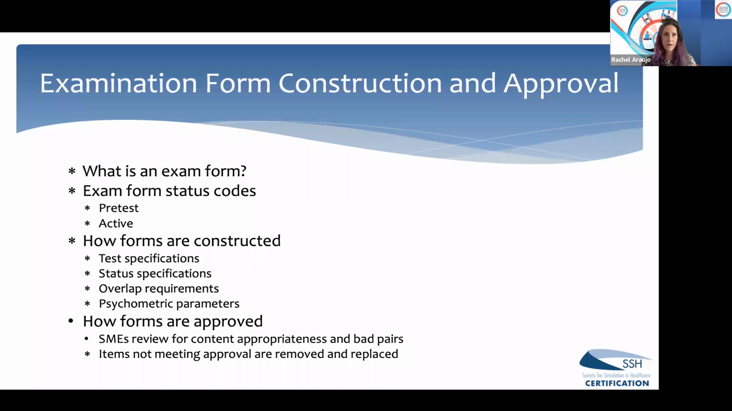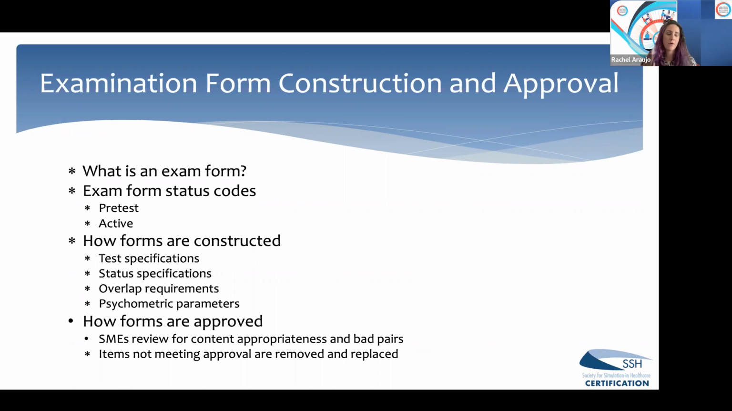Each exam contains 100 active status questions. Those are weighted. Those are the ones that are scored. They determine your pass or fail status. And then 15 pre-test questions. So items that were accepted into the item bank after item review go into the pre-test status. They don't determine a pass-fail status. They are not weighted. They do not count until they've been on an exam in that pre-test status, and we know how they're performing. We know how candidates are responding to them.